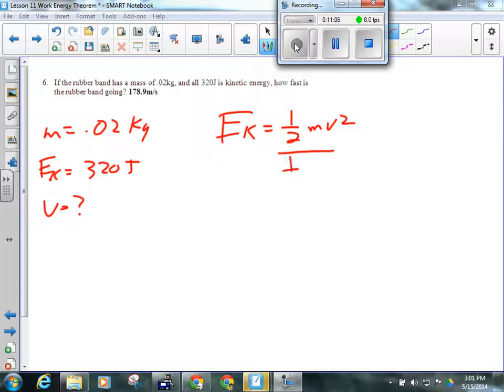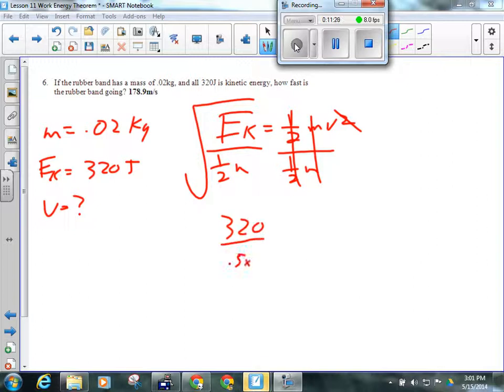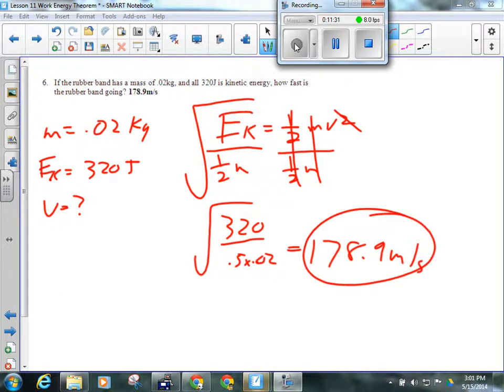So I divide both sides by half of M and square root to get V. Right? Most people forget the square root part. Right? And so we've got 320 over 0.5 times the mass, which was 0.02. Okay? And when we square root that, we should get a ridiculous speed, but a speed nonetheless. Okay, things going about half the speed of sound. You probably wouldn't want to stand in front of that rubber band.